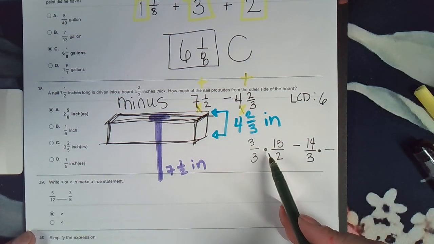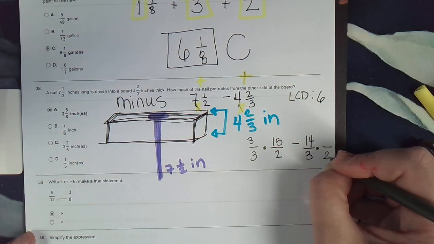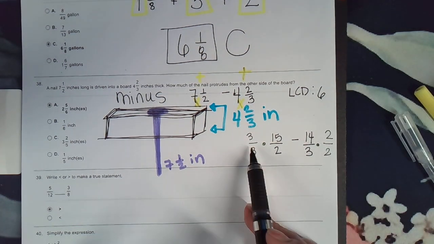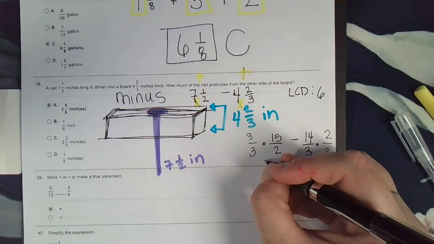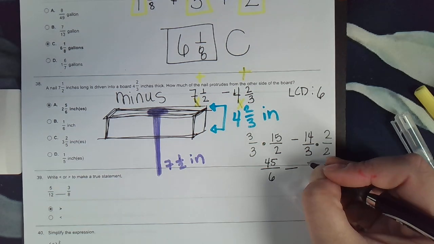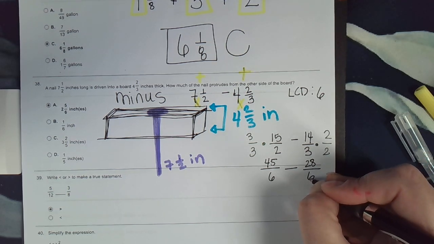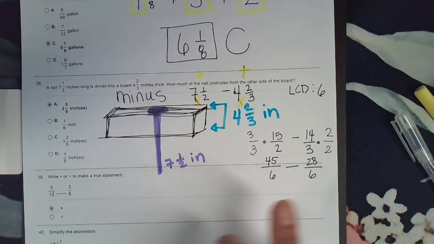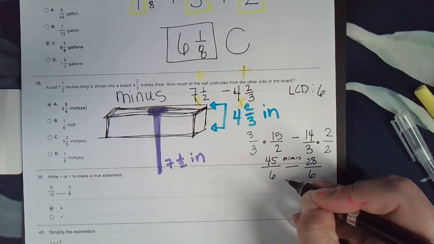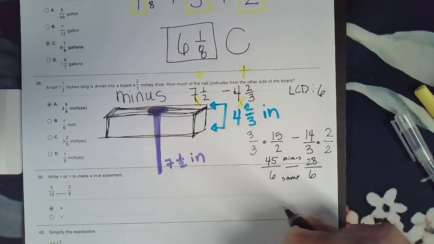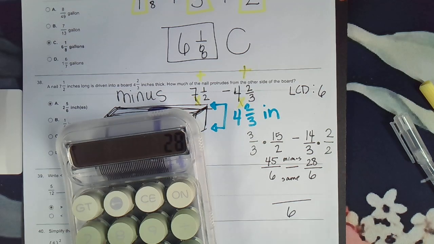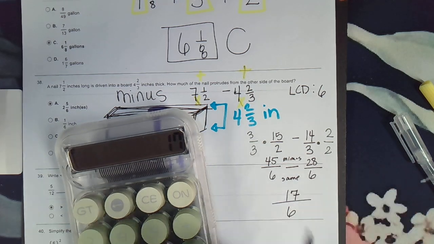That way we get a 6 in the bottom. On the right, we're going to multiply by 2's. That way we get a 6 in the bottom. Okay, now let's do this. 3 times 15 is 45 over 6 minus 14 times 2, 28 over 6. Now that we have the same number on the bottom, we can minus the top and keep that same number on the bottom. So we have 6 on the bottom. We have 17 on top.